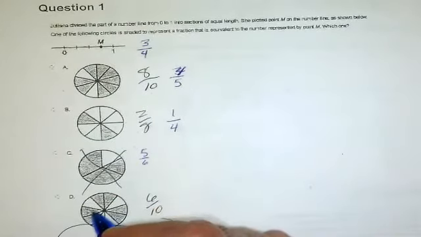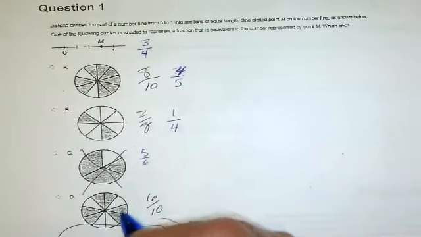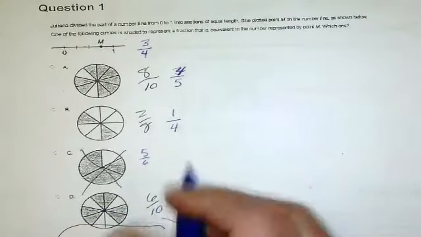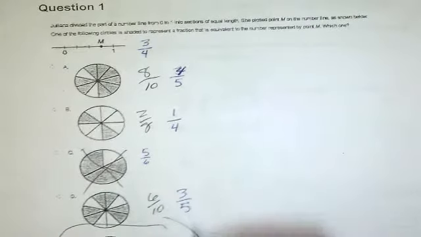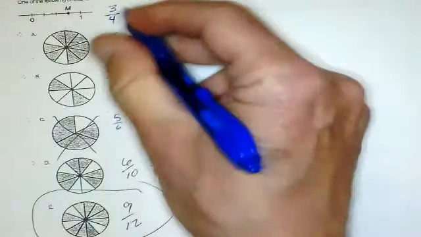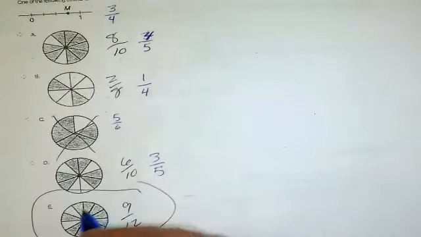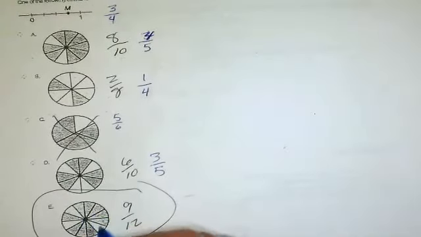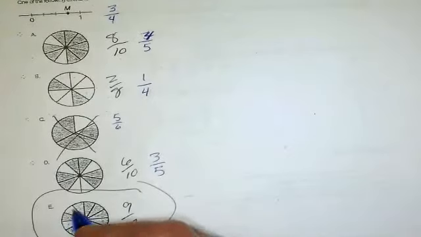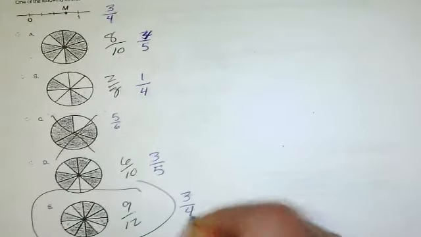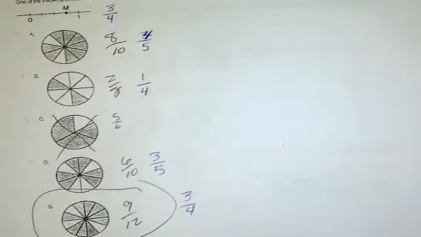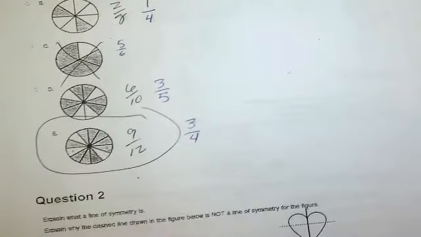This one, 1, 2, 3, 4, 5, 6, 7, 8, 9, 10. There's 4 not shaded, so that's 6/10, also known as 3/5. And here, so none of those are equivalent, so it has to be this one, but we'll go ahead and look at it. 1, 2, 3, 4, 5, 6, 7, 8, 9, 10, 11, 12. There's 12 parts. 3 not shaded, 9 that are. 9/12 is the same thing as 3/4. Okay, so there is our answer.